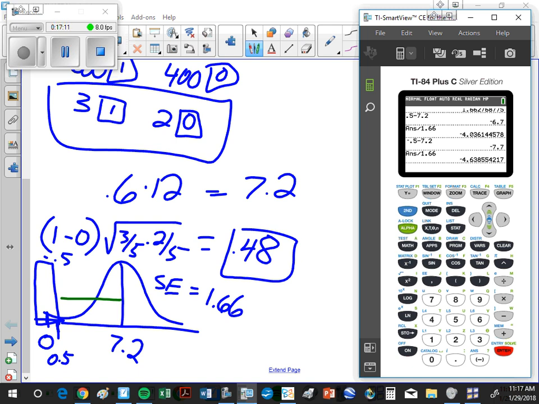So the z-score is value minus average, or in this case, value minus expected value, divided by the SE. Yeah, so it's the same formula that's written up there. In this case, it's expected value and SE. On the chart, it says average and SD.